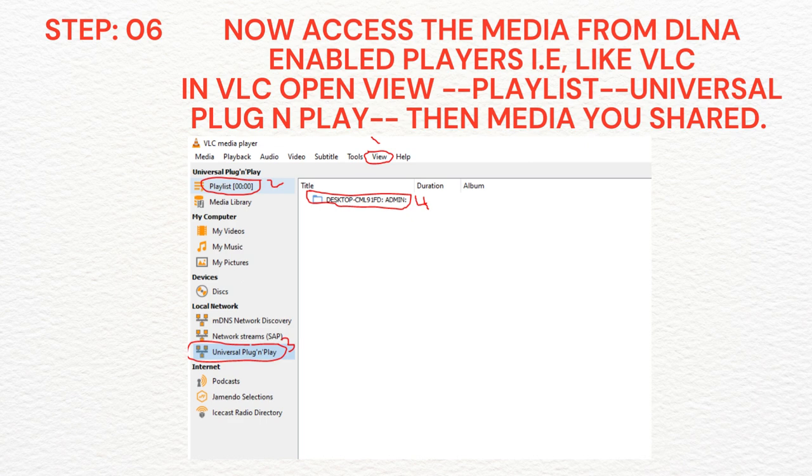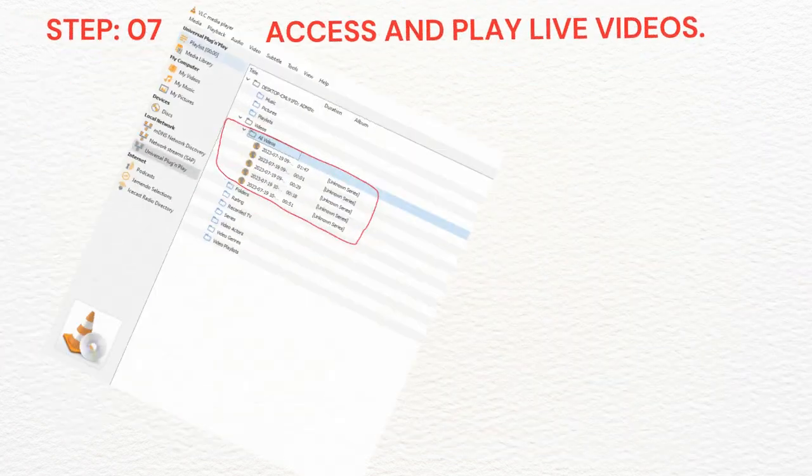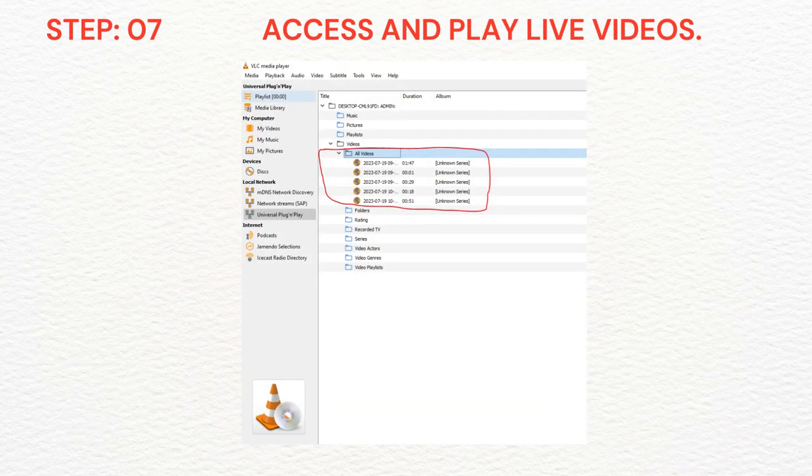Step 06. To access the media, go to DLNA-enabled players, like VLC. In VLC, open View, Playlist, Universal Plug and Play, then click on Media You Shared. Step 07. Access and play live videos.